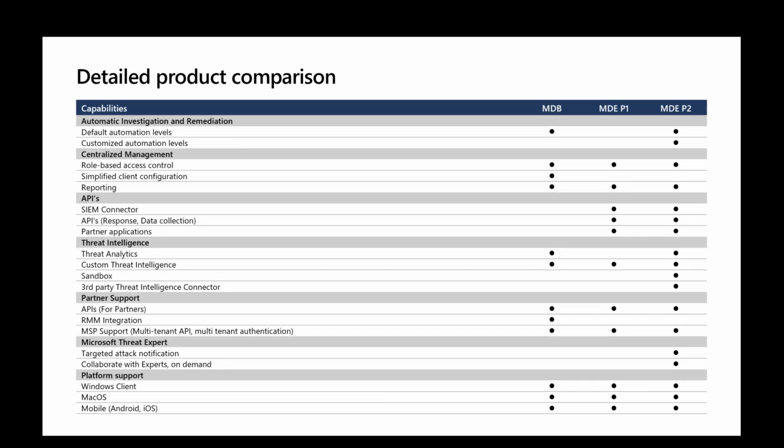And again, if we look at the detailed product comparison here, you'll see that some of the things that are missing are only P2, and they're probably not a huge value in our market. Now, if you look at the APIs, for third-party applications and third-party centralized SIEM connectors, Defender for Business will happily connect to Azure Sentinel, and there are other ways that you can connect to external parties if you do wish to do that.